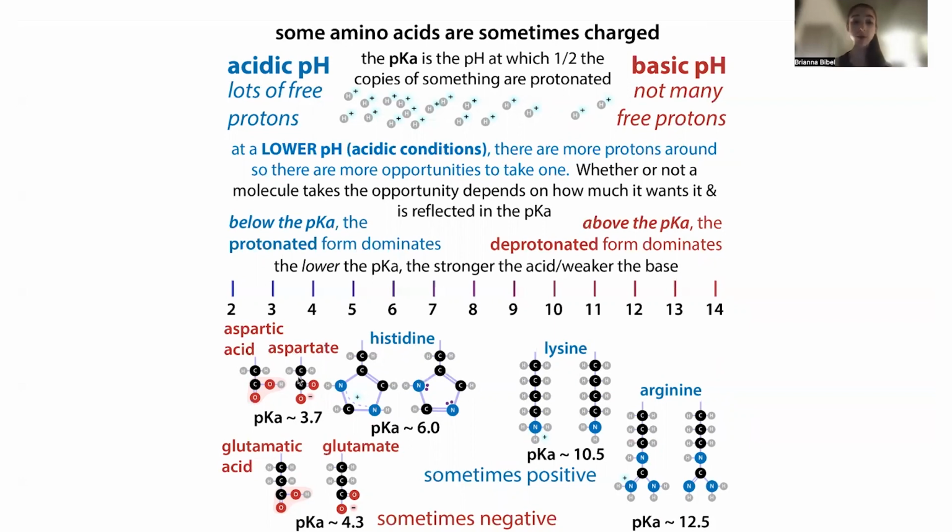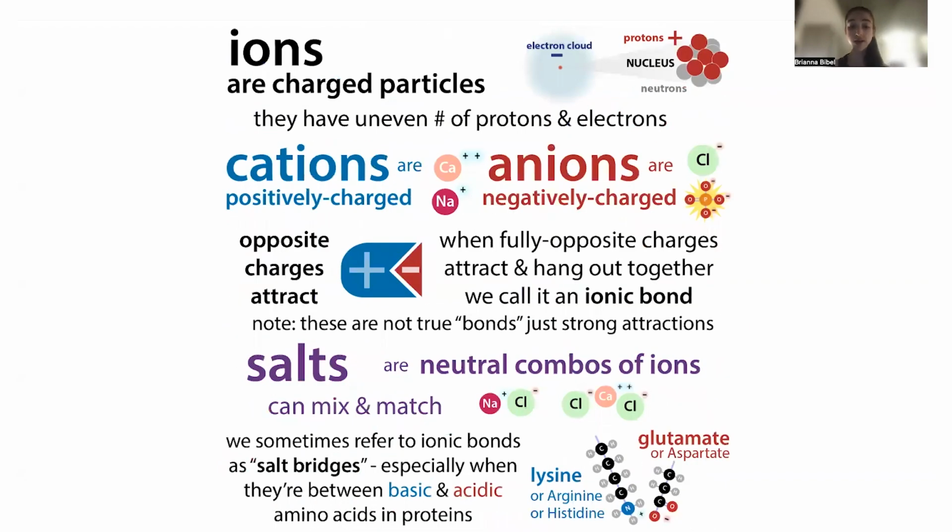So basically, if it gives up a proton, which it normally does, you'll find it in this aspartate state, and then you have glutamate. And so these will be negatively charged. When we have a fully charged molecule, we call it an ion. And when you have a positive and a negative ion hang out together, what you get is a neutral combo called a salt.